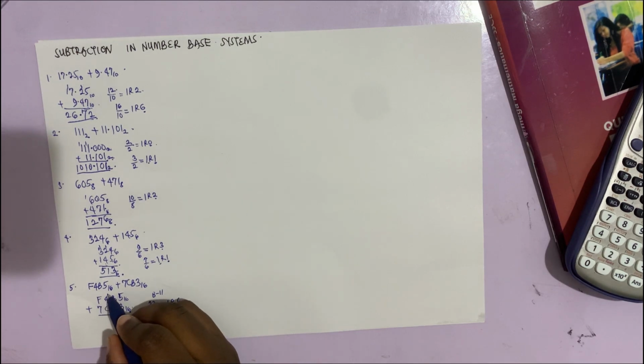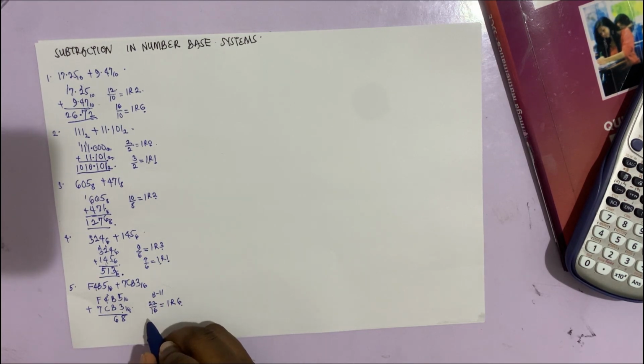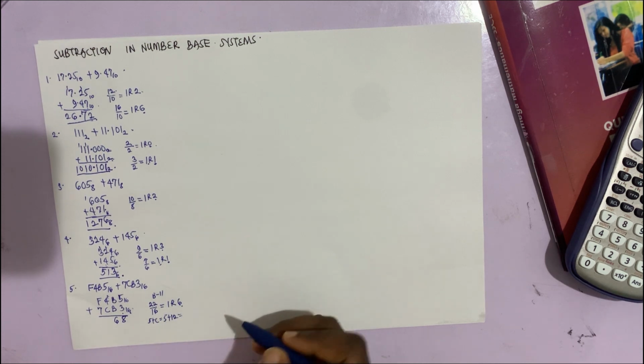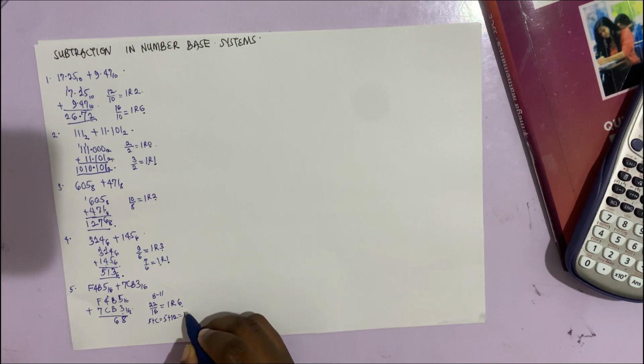So we have 4 plus 1, 5. 5 plus C. That's 5 plus C is 5 plus 12, because C in base 16 is 12. That's 17.